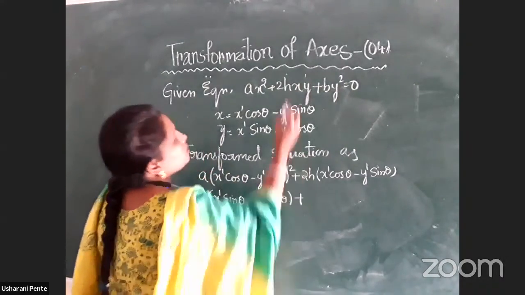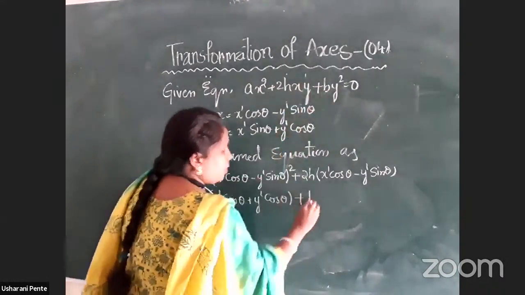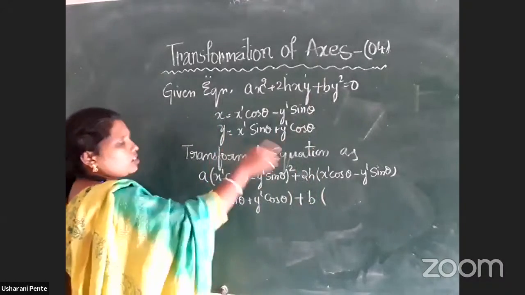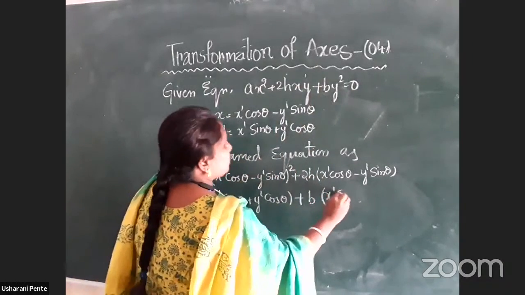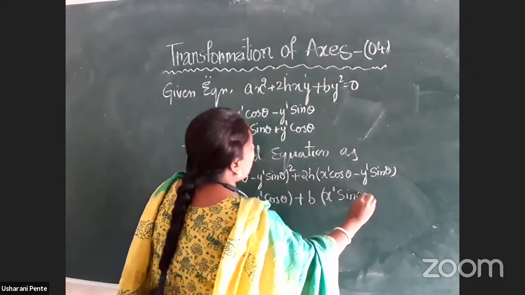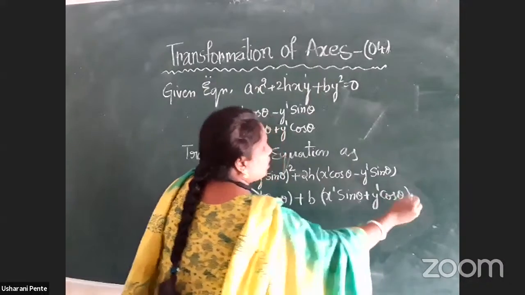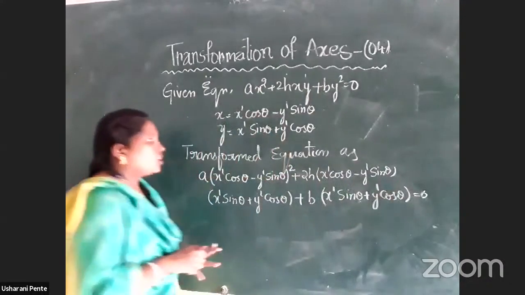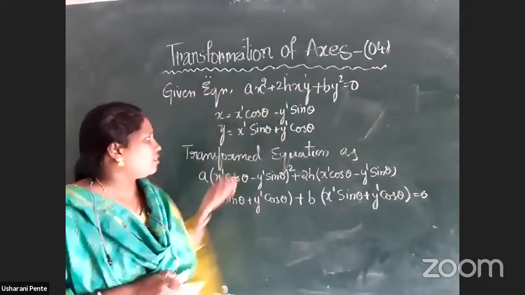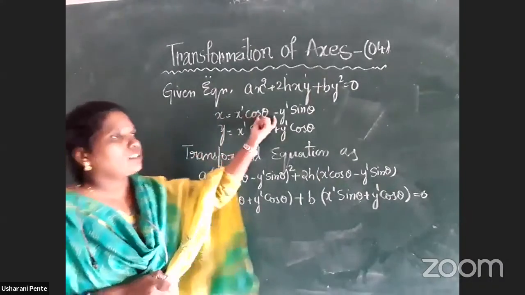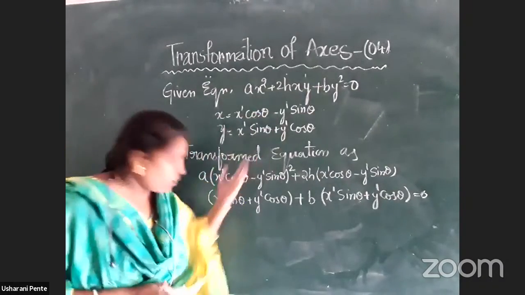Plus, what more do we need to substitute? That is b into the y coordinate, that is x dash sin theta plus y dash cos theta, equal to 0. So in the given equation, we have substituted this value in place of x and this value in place of y. Now we simplify this.